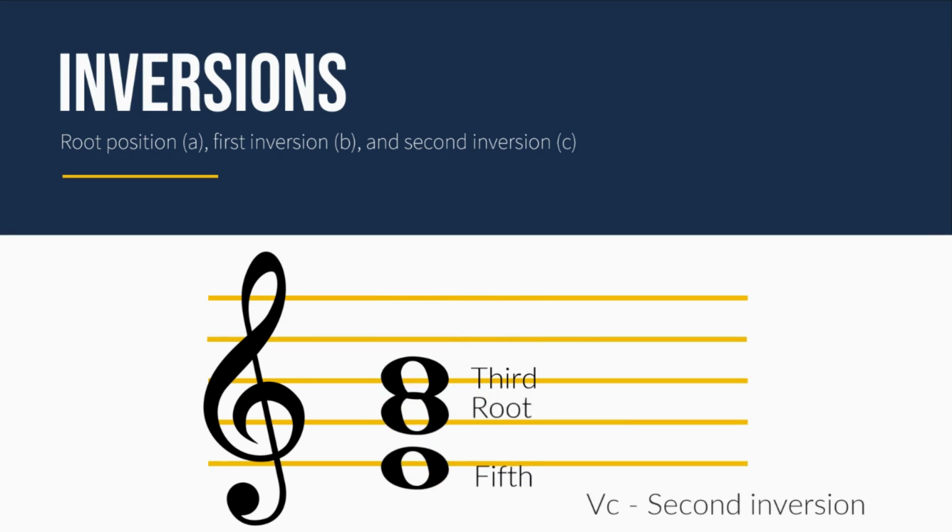If we rearrange the notes once again such that the fifth of the chord, the D note, is now at the base, we then get a chord 5C, a chord in the second inversion. Again, note that we are playing with the arrangement of the chord tones, but they remain the same notes, G, B, and D. What differs is which note becomes the lowest sounding.